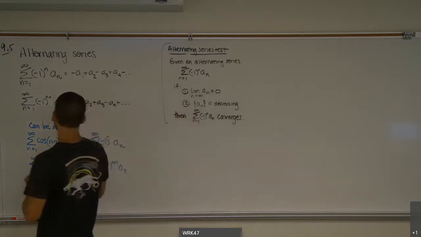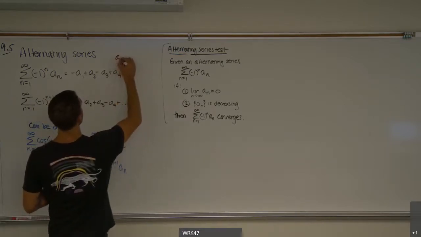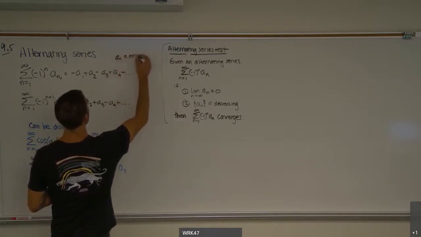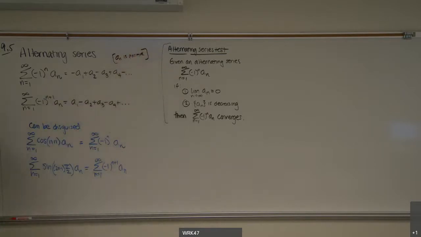And so we're given an alternating series. It is assumed that a sub n is positive, so I'll add that. A sub n is positive, so we don't have to worry about doubling down on negatives if a sub n was also negative. That way we know that we're alternating the entire time.